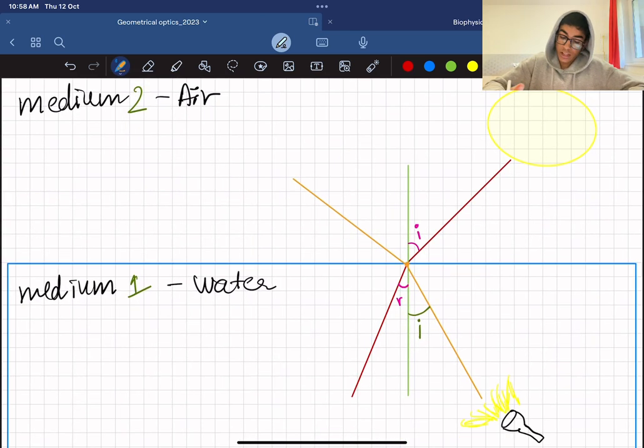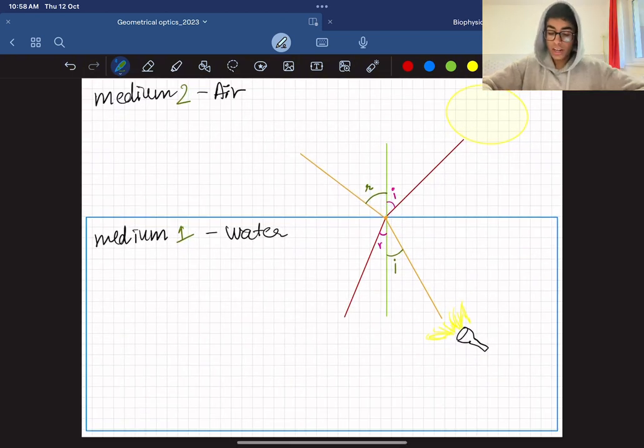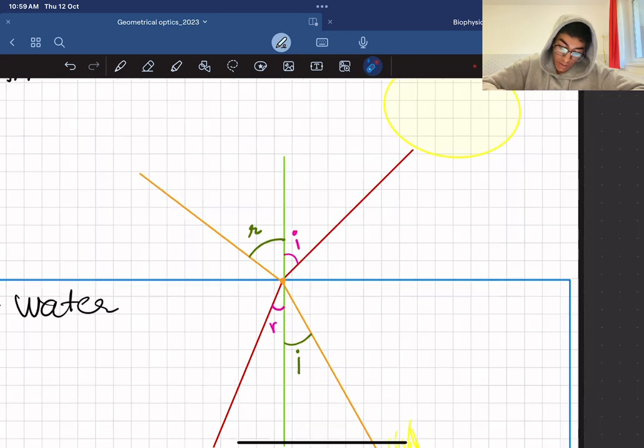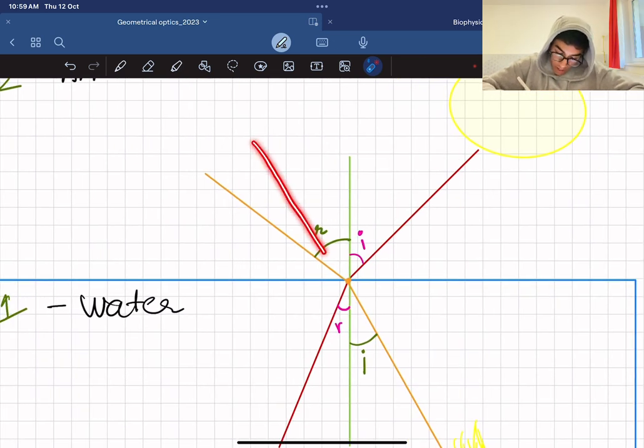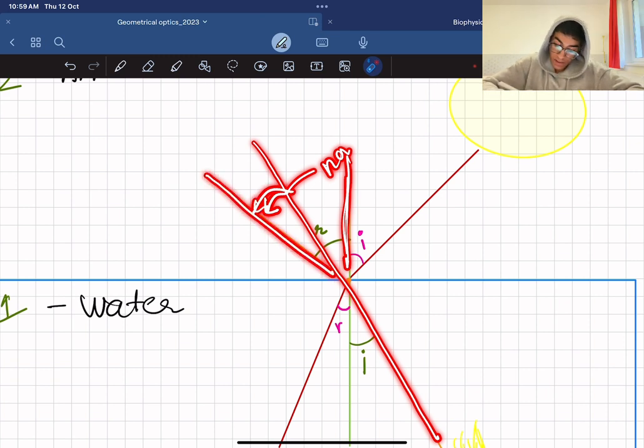Okay, so now what do you see? This is the refracted angle. We can clearly see R is greater than I. R is greater than I because if this line were to pass undeviated, it would go something like that. But it has bent away from the normal. This is the normal, right? It has bent away from it and it's gone like that.